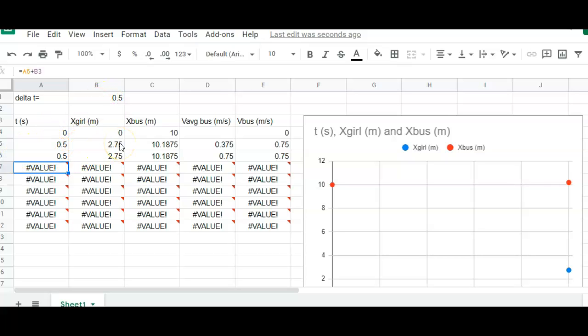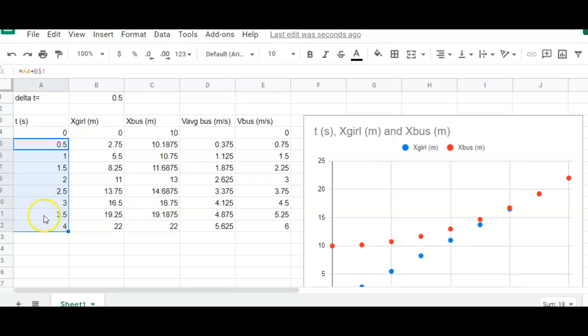So the way we get around that is by adding a $ in front of the 1. And this $ locks the index. So it's not going to change as we fill the formula down. So now when I fill that down, you can see that it's always the previous time plus B1.